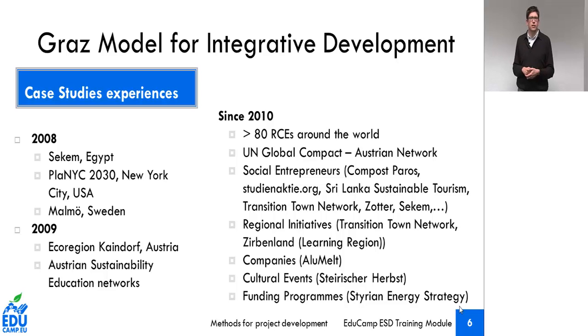Secondly, a second model, I'd like to tell you something about the Graz model for integrative development. Why is it named like this? It has actually developed at the University of Graz in the course of my PhD thesis. The idea of this project was to find principles for development processes. Like if somebody has a vision and this vision is up for implementation, what does this process look like from the vision towards implementation, to realize this project successfully and ideally also sustainably?